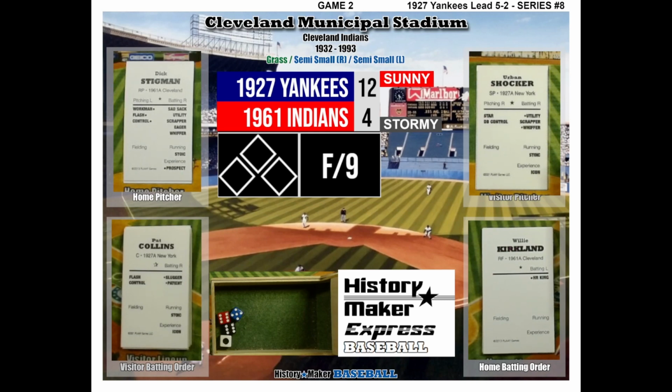So again, your final here from Cleveland Municipal Stadium for Game 2. Your final score as the 1927 Yankees put the 1961 Indians on the brink or the cusp of elimination with the final score of 12-4.